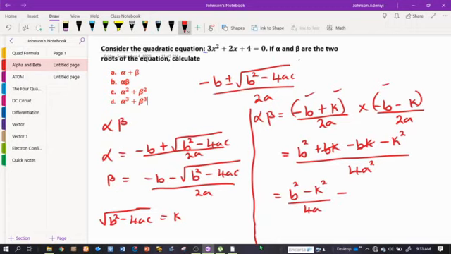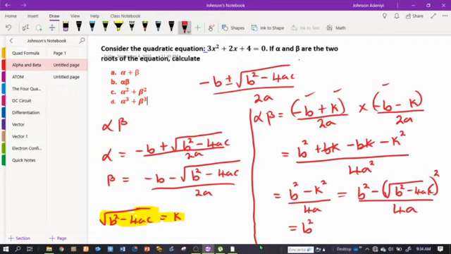So coming back to our substitution now, remember that we've already substituted k to be equal to the square root of b square minus 4ac. So we need to substitute it back. So substituting back k, that will give us b square minus the square root of b square minus 4ac, squared, divided by 4a squared.